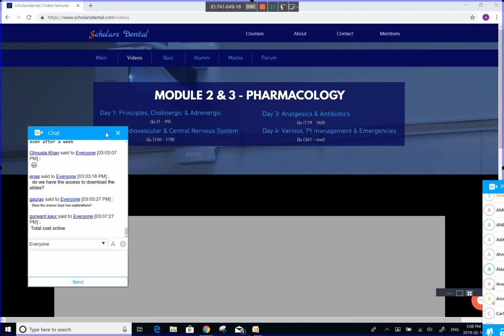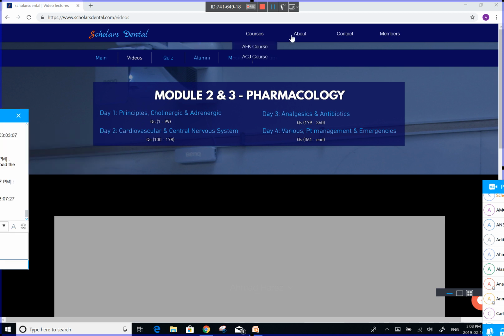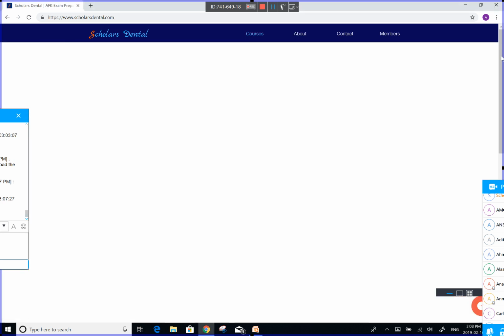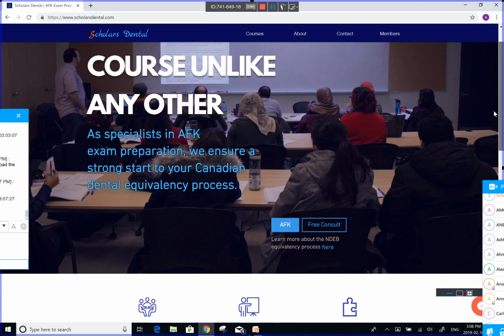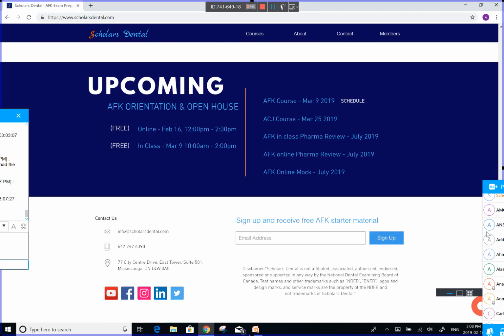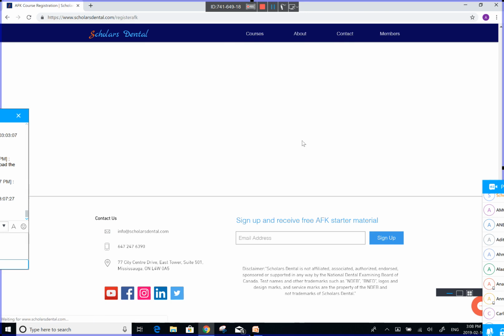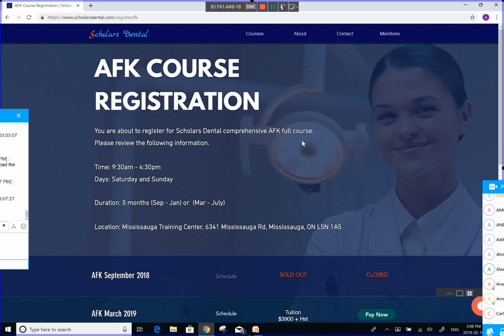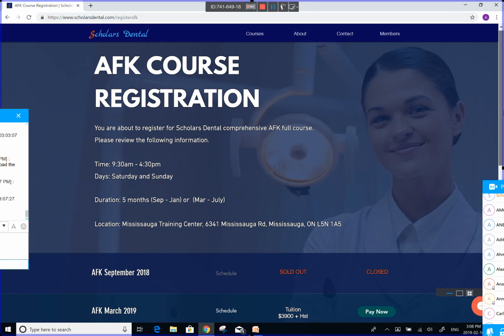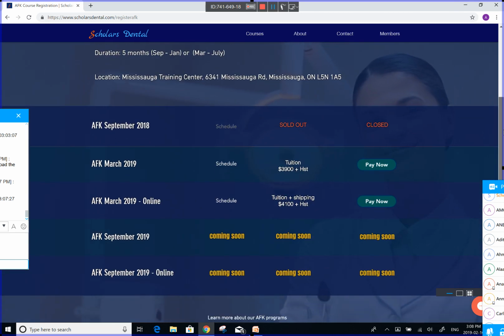We're trying to do the best we can to provide you the best experience regarding the distance and all that. So now if you want to register, I'm going to show you. This is very important, the way you register, because we need to know your address to send the books to the right place, right? So if you go to AFK, right? So this is the registration page. Please don't make any mistakes here. Make sure you're registering for the right course.